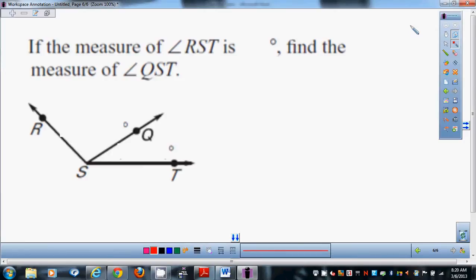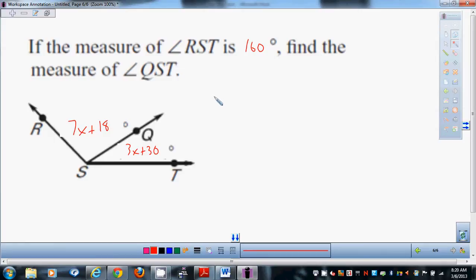If the measure of RST is, and let's say it's 160 degrees, find the measure of QST. And once again, this is very much like the last one we did. We're going to put in our own measurements. Let's call this 7x plus 18. And let's call this 3x plus 30. Yasmin, how are we going to set this up? When you say set them equal, what do I have to do with them? With addition, right? Very good.